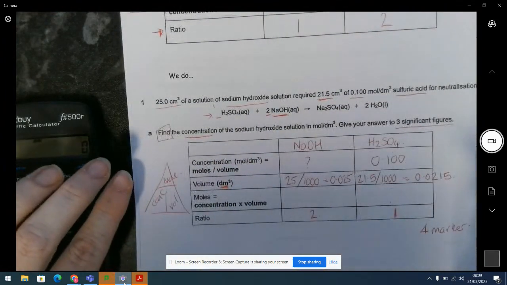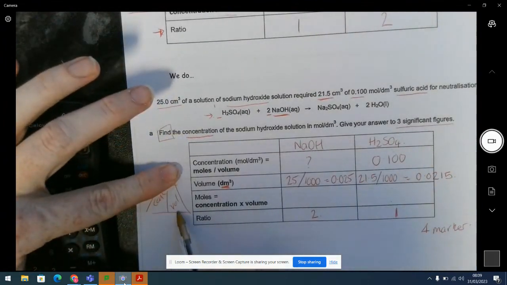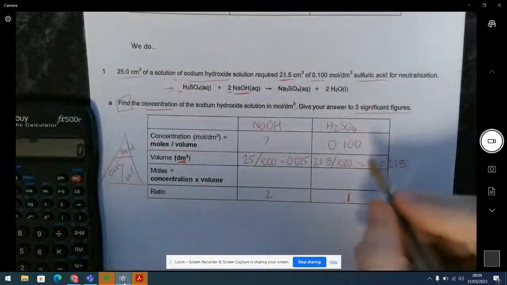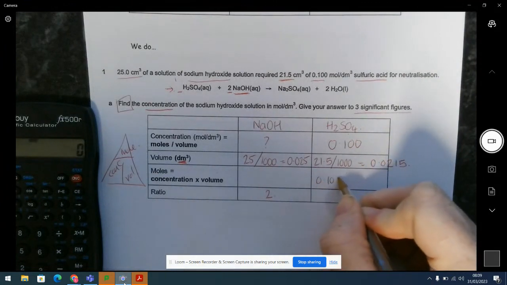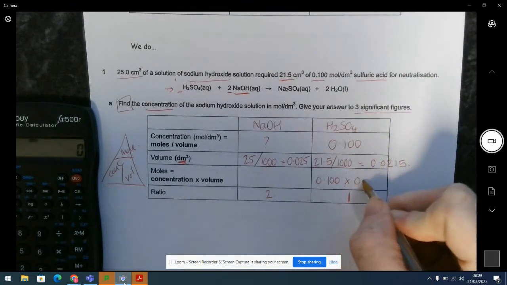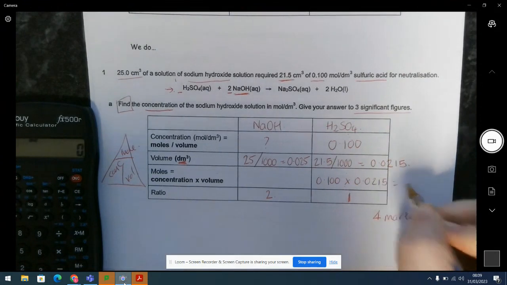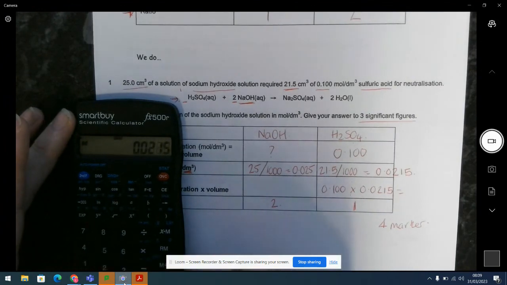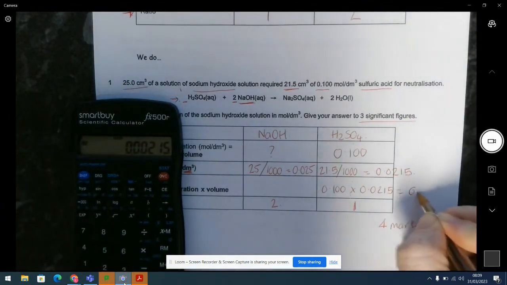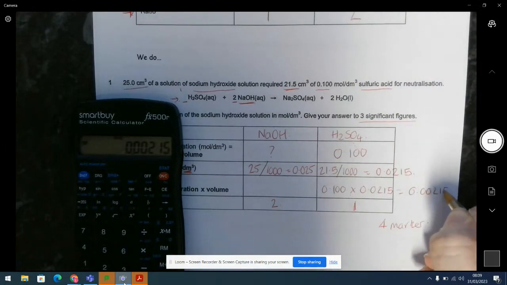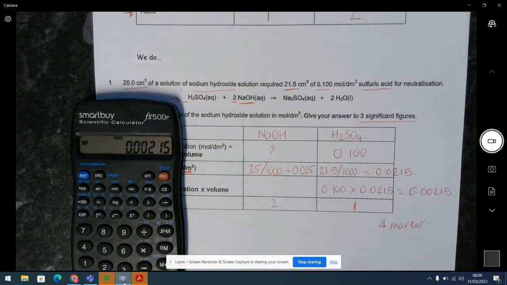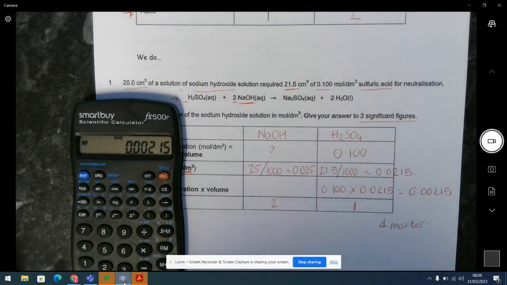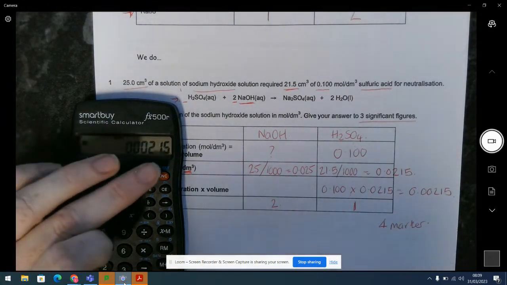To work out moles, I'm doing concentration times the volume. Concentration is 0.100 and I'm timesing it by 0.0215. I'll plug that into the calculator: 0.100 times 0.0215 equals 0.00215. Now, what I will say is sometimes you might put this in standard form. That is absolutely fine, so just be aware you're fine to do that.